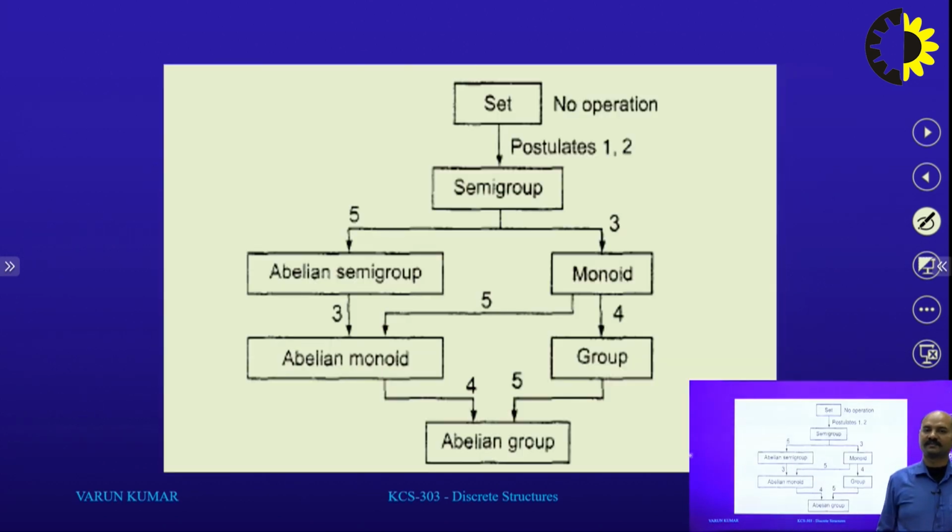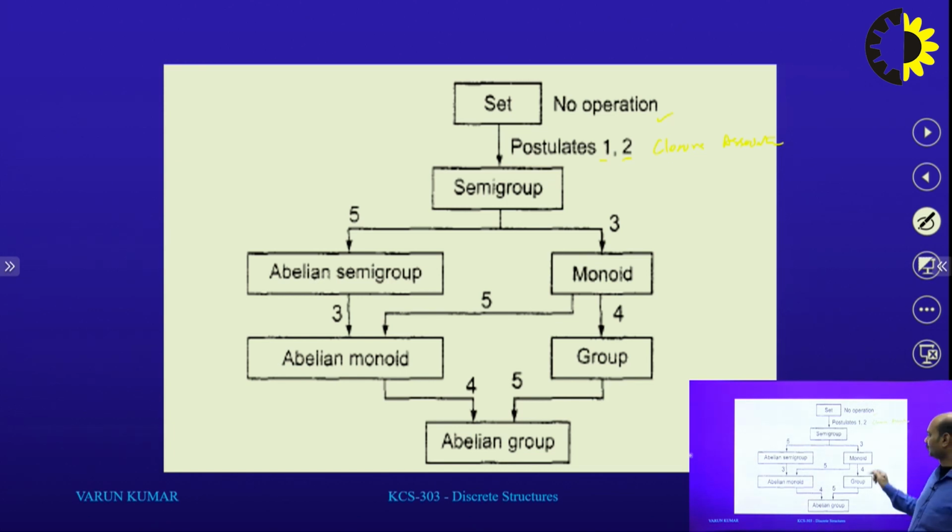Okay. Now we discuss a few types of algebraic structure, that is semigroup, abelian semigroup, monoid, abelian monoid, group and abelian group. Here is the set, and if our algebraic structure follows property number 1 and 2, that is closure and associative, then it becomes a semigroup.